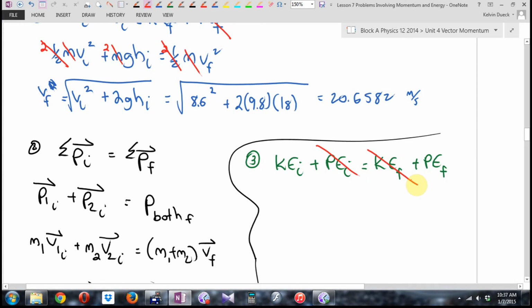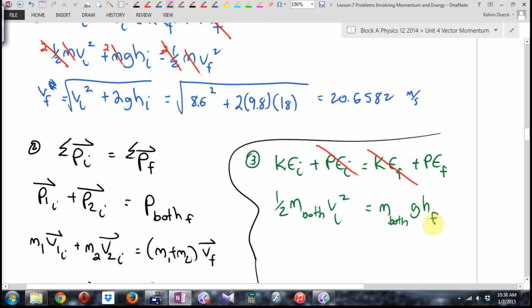Oh, this one's not too bad. In fact, this is very similar to the ballistic pendulum that we just finished. It's going to be a half mass of both V initial squared equals mass of both G H final.